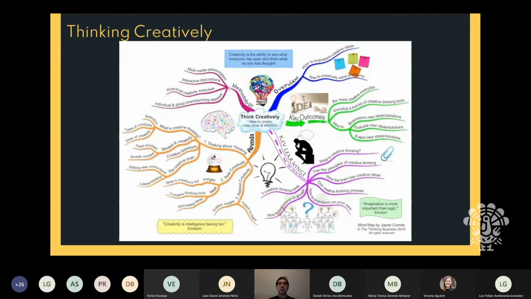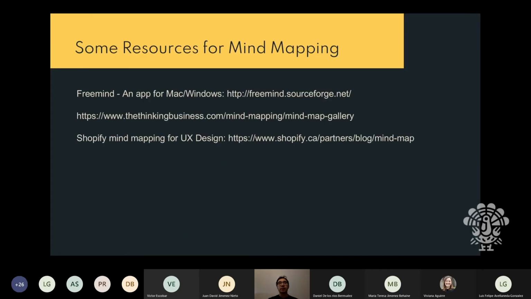Here's one of how do you think creatively, right? Your methodology, your overview, your learnings, your agenda. If you look at the methodology on the top left, in the methodology, you have multimedia, you have interactive discussion, you have practical exercise, right? You can mind map perhaps even how you and your child want to plan a weekend of fun. There are infinite number of ways that you can use mind maps. And here are some more resources you can use. The top link is a free mind mapping software that I use, and it's available for Mac and for Windows. Any questions about mind maps?